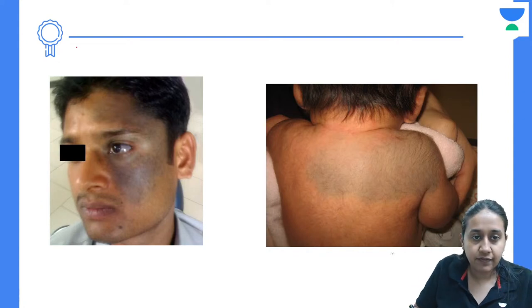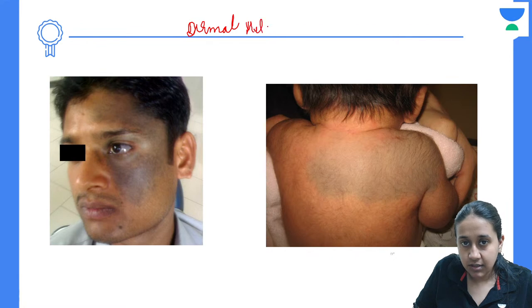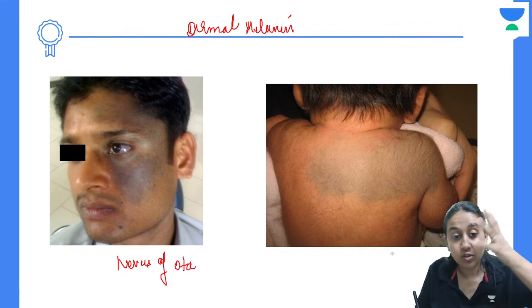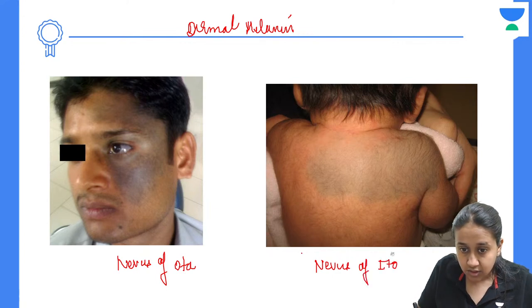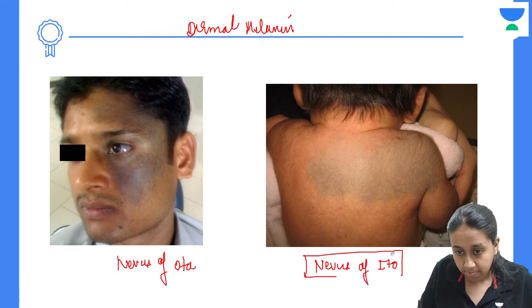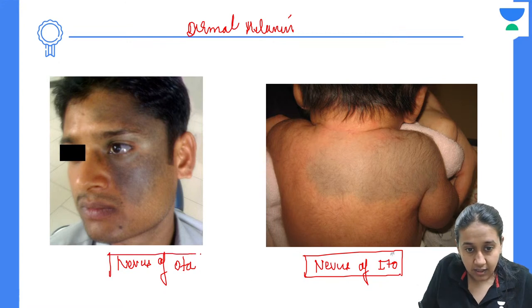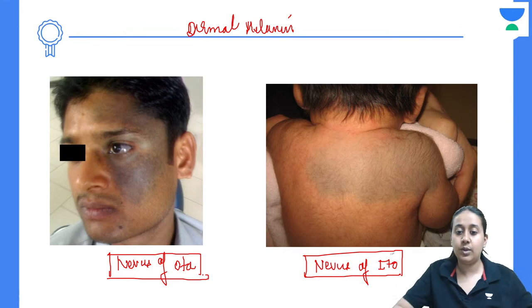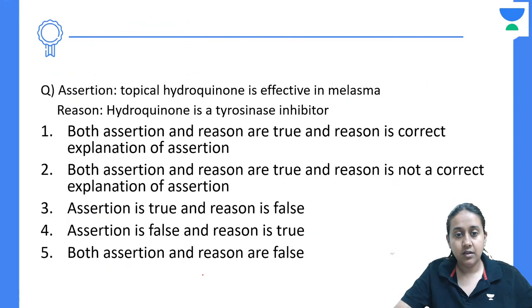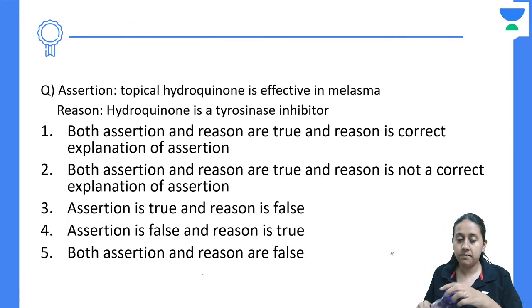Now this is an example of dermal melanin disease, bluish color pigment. This is nevus of Ota, which is on the face unilaterally, and another is nevus of Ito. I hope this point is clear to everyone. Next question is on your screen.